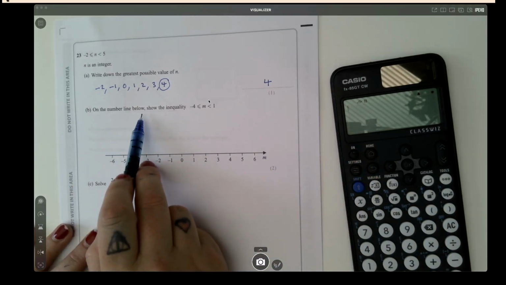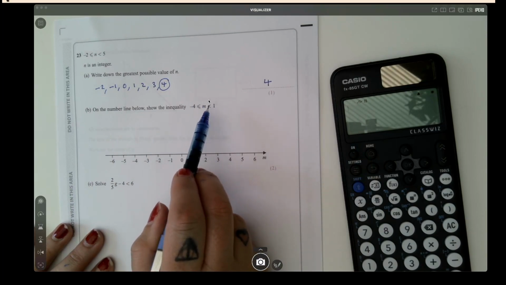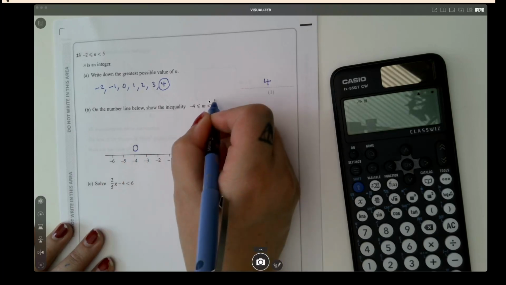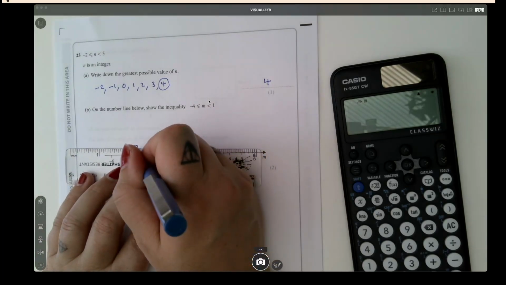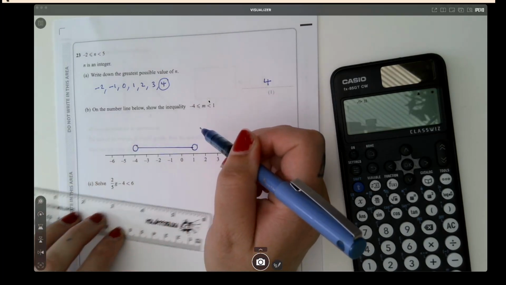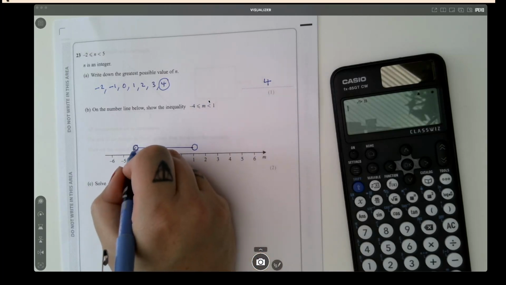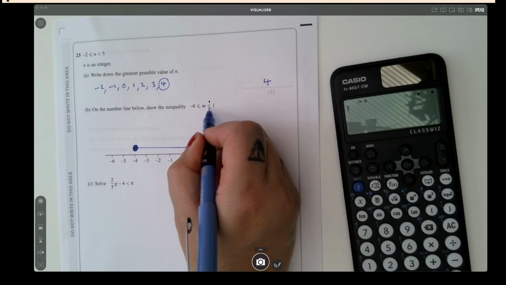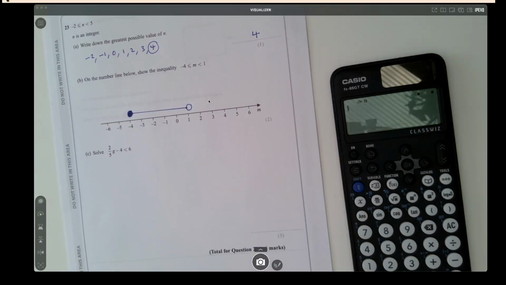On the number line below, show this double inequality. So we need a circle at -4 and we need a circle at +1. We're going to join these two together, but we just need to check whether or not we need to fill those circles. So this is a less than or equal to sign, so we need to fill that circle. This one doesn't have an equal to line underneath it, so we're going to leave that circle empty.